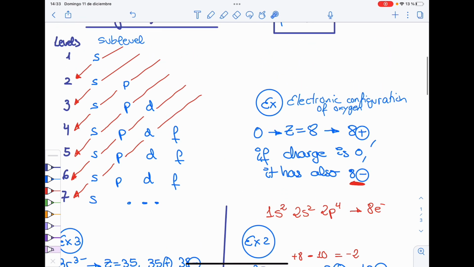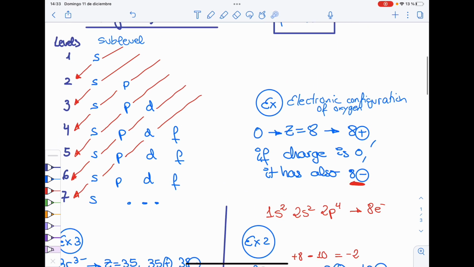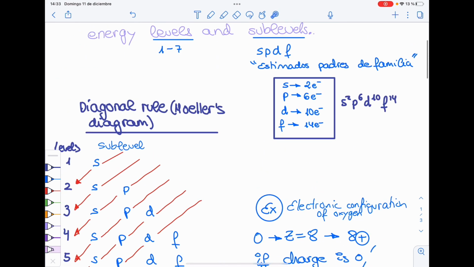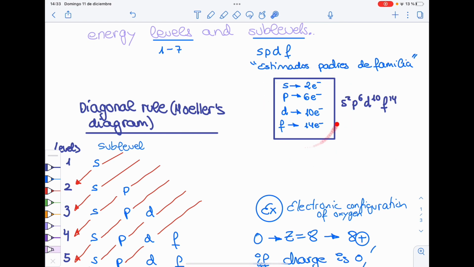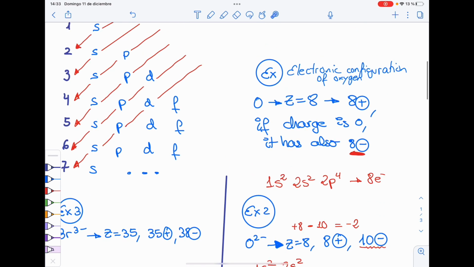I'm going to go to the first line, S, so 1s, so I'm going here and I put 1s2. I need to continue. Second line, again S, 2s, and 2s to the power of 2. Why do we know that this is 2? Again, because you have to know this. You have to learn these numbers, okay? So I put 2 plus 2, 4 electrons, but I have to put 10, so I need to continue.